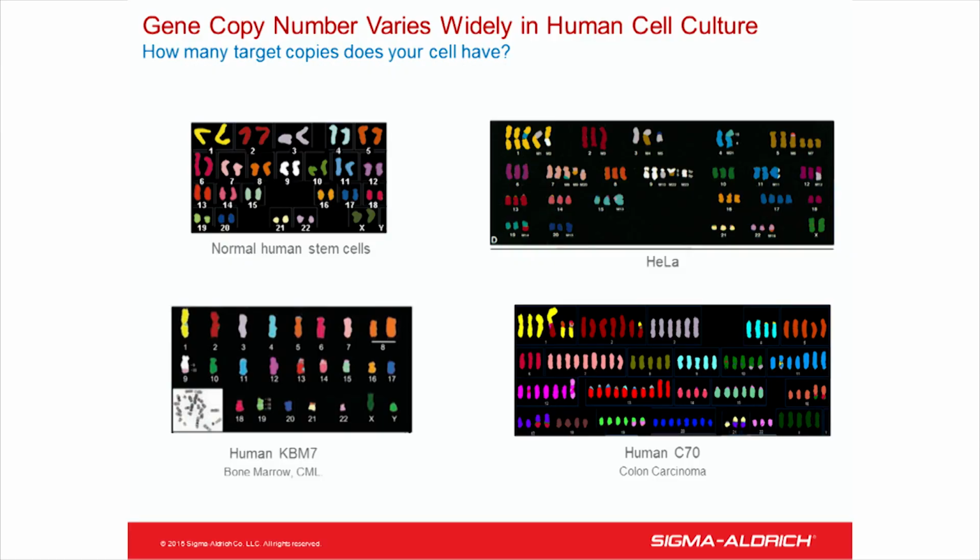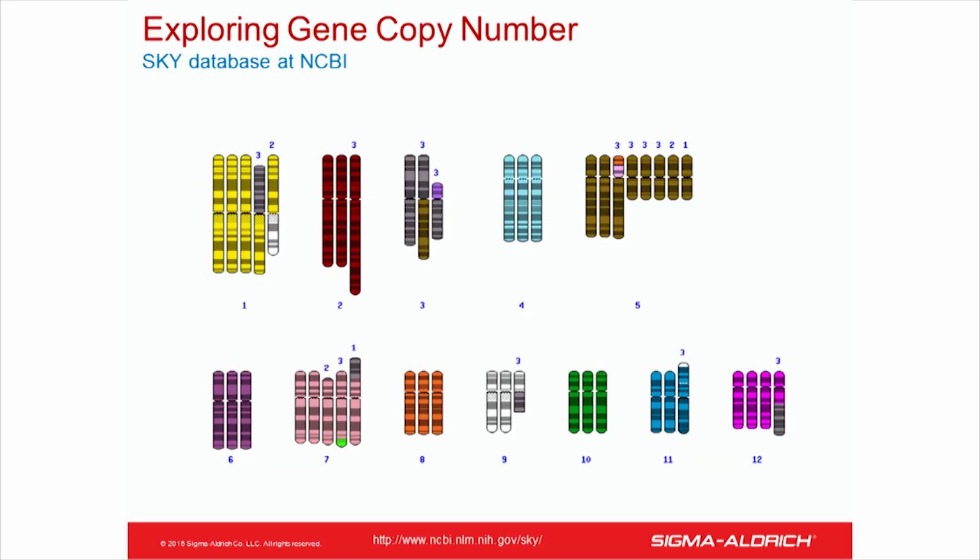And if you have a cell type like this, you're going to have an uphill battle. So it's something just to be aware of. To give you some resources to look at that, this is the SCI database at NCBI. If you just Google SCI database NCBI, you'll find it. There's a lot of different cell types that they have logged in there, and they have all these laid out.